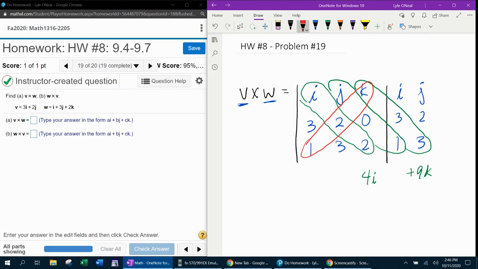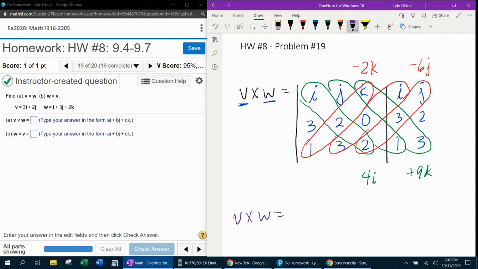So 1 times 2 times k, that's going to be a positive 2k. Change the sign. Again, 0 times anything is 0. And then 2 times 3 times j, that is a positive 6j. Change the sign. V cross W.